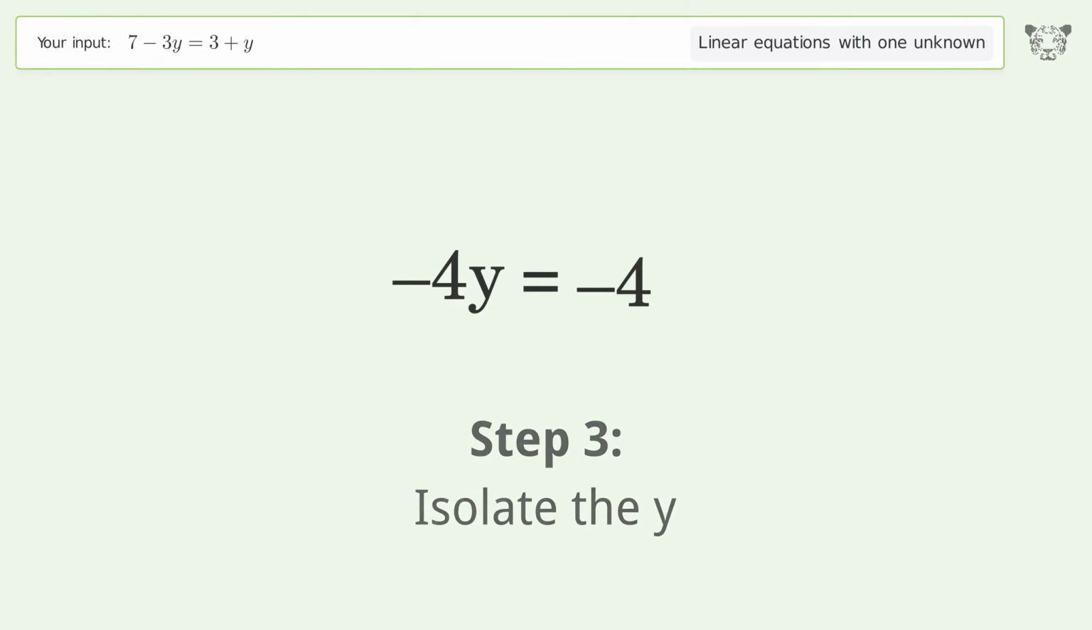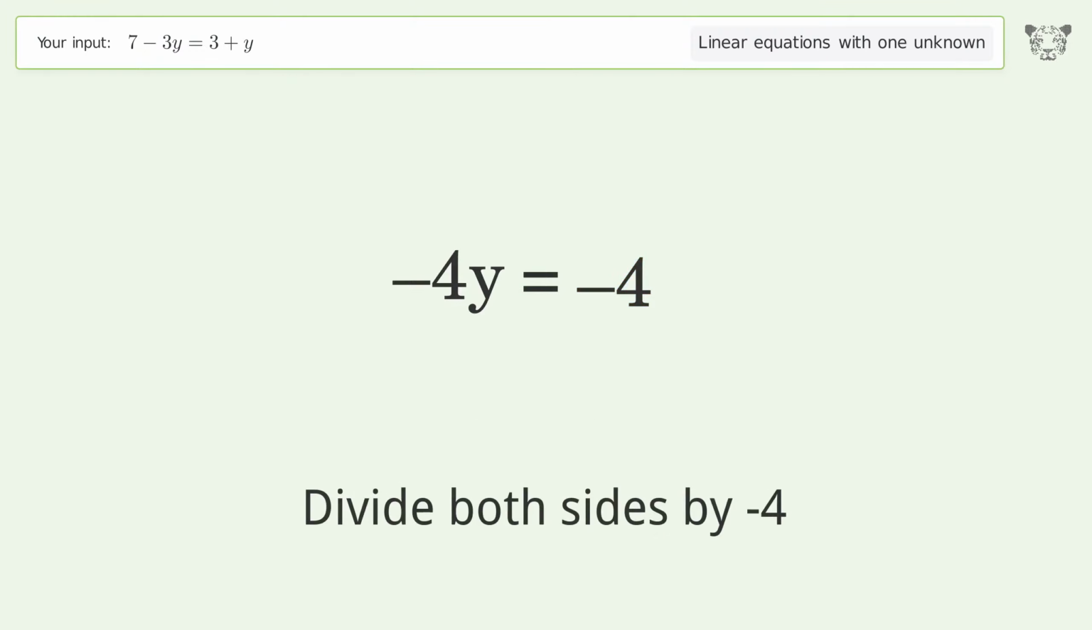Isolate the y. Divide both sides by -4. Cancel out the negatives. Simplify the fraction. Cancel out the negatives. Simplify the fraction. And so the final result is y equals 1.